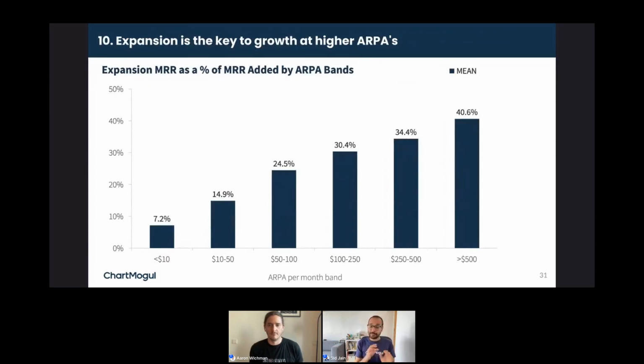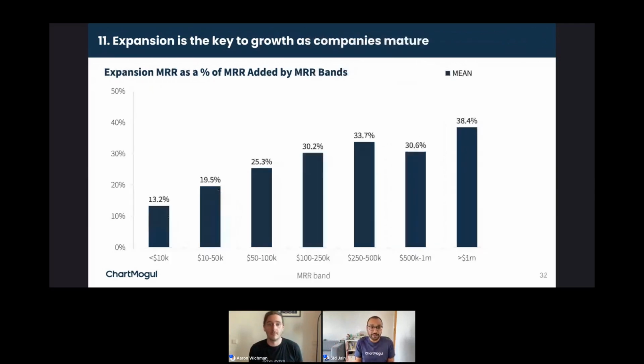This slide shows you expansion MRR as a percentage of MRR added for companies with different ARPA bands. As you can see, the higher the ARPA, the greater the contribution of expansion MRR. The story of expansion is very similar at higher MRRs as well. So as a company grows big, not only does it acquire new customers, but it also expands revenue from existing customers. One key question to ask yourself as you think about your SaaS business and your pricing strategy is whether your pricing strategy takes expansion into account. Because some of the best SaaS businesses have a very high expansion rate, and that's where a lot of growth comes from as well.